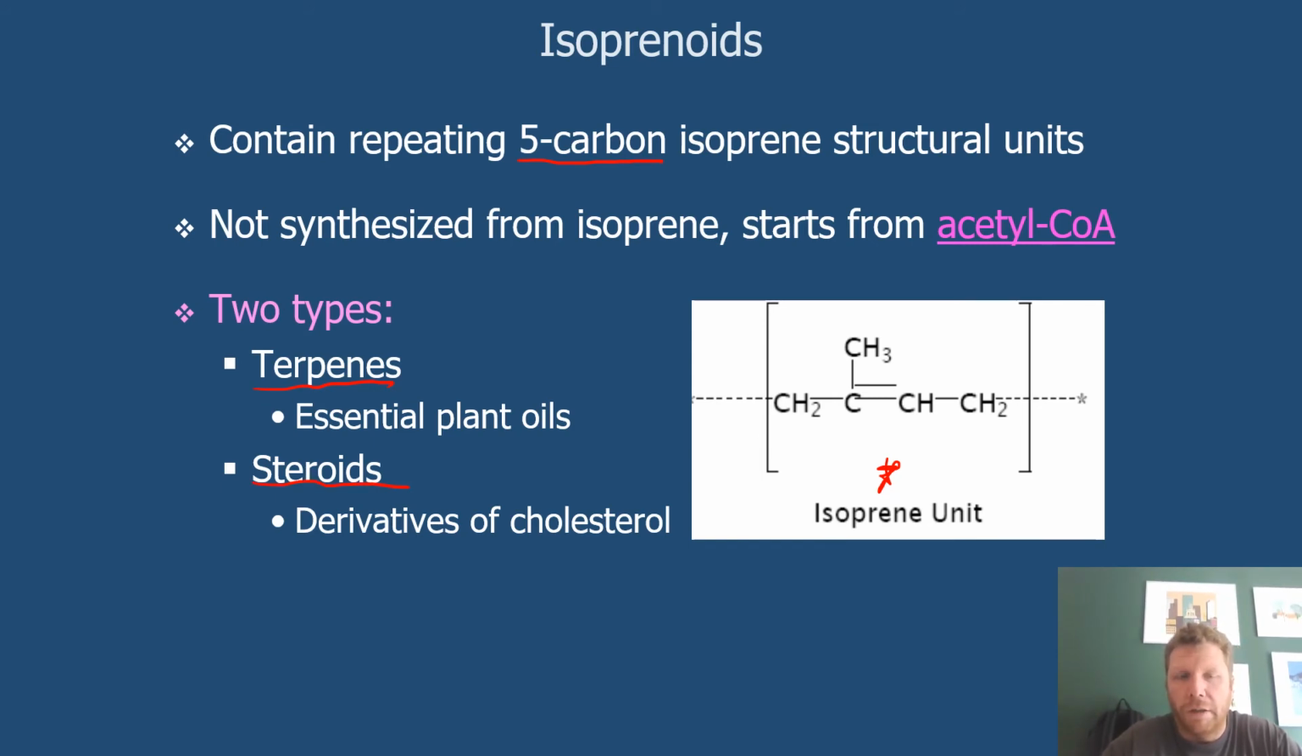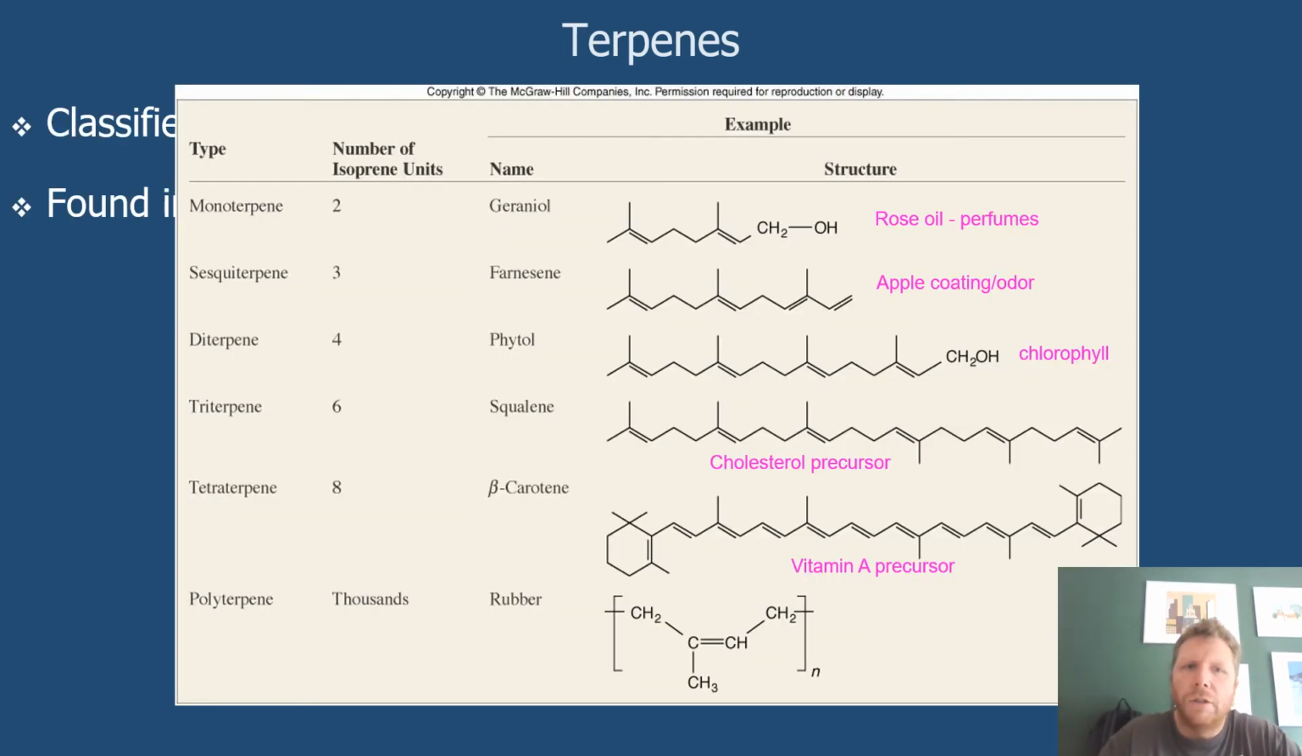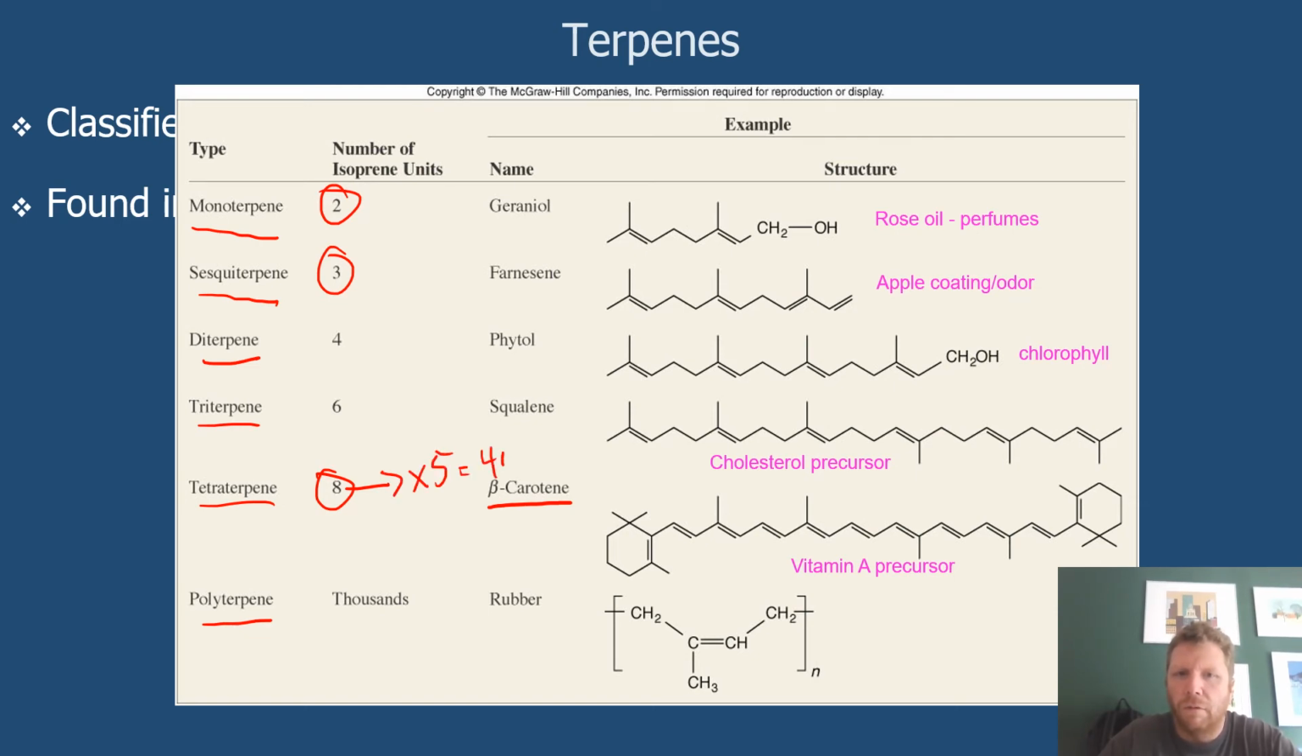Terpenes make essential plant oils as well as pigment molecules for plants. Steroids are derivatives of cholesterol. So here would be examples of some terpenes. This would be a monoterpene, a sesquiterpene, which has 2 and 3 of those 5-carbon units repeated, a diterpene, triterpene, tetraterpene, and polyterpene. So when you have 8 of these 5-carbon units repeated, you can form a molecule like beta-carotene. So 8 times 5 equals 40 carbons.